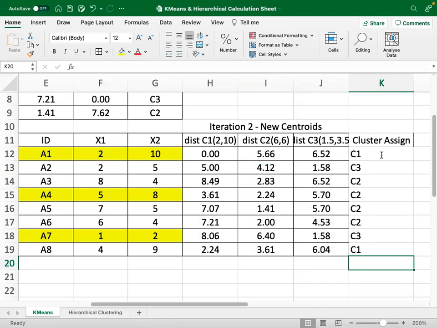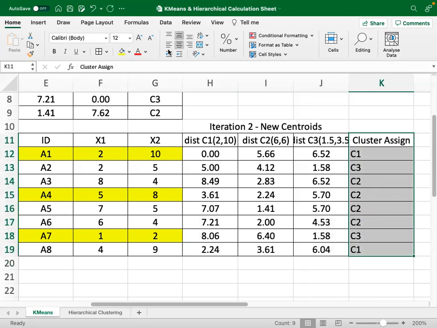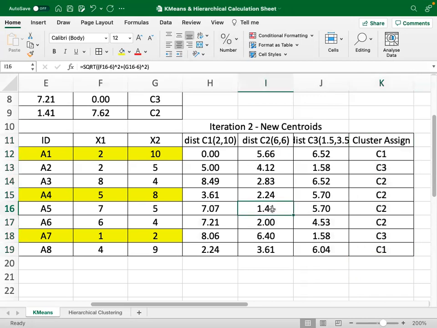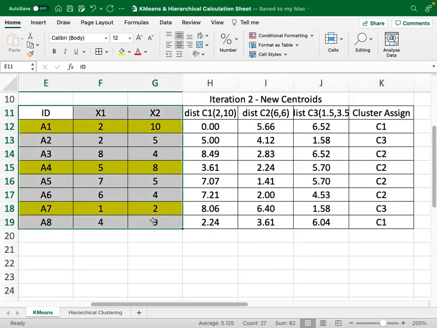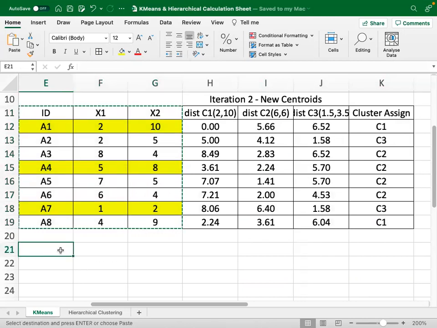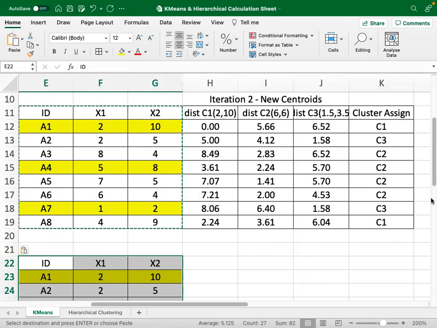That means we have to go for the next iteration. We have to go for iteration 3. Right? So we will go for iteration 3. This is the new cluster assignment which is done. So we'll copy the data, Control C, Control V.